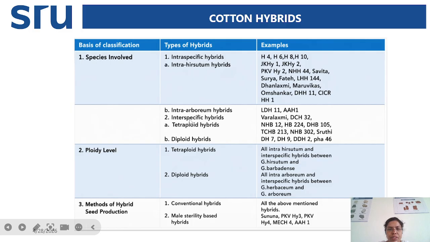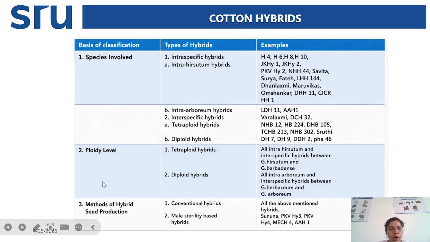And next, for interspecific hybrids we have two different types, tetraploid hybrids and diploid hybrids. Tetraploid hybrids include Varalakshmi, DCH32, NHH44, HB224 and DHB105. Next are the diploid hybrids: DH7, DH9, DDH2 and PHA46. So these are the interspecific hybrids, and these are the intraspecific hybrids.